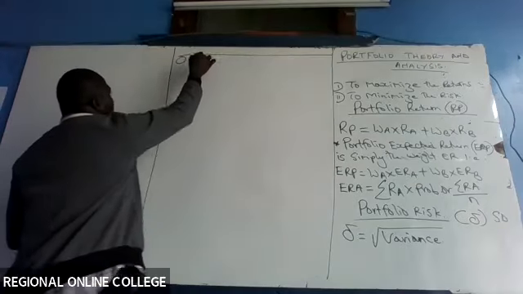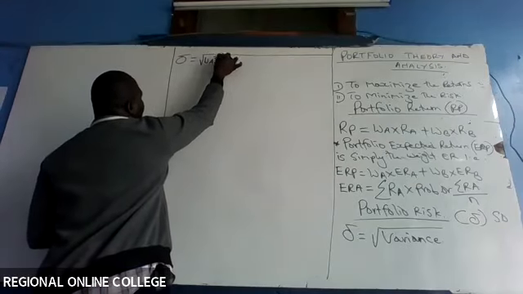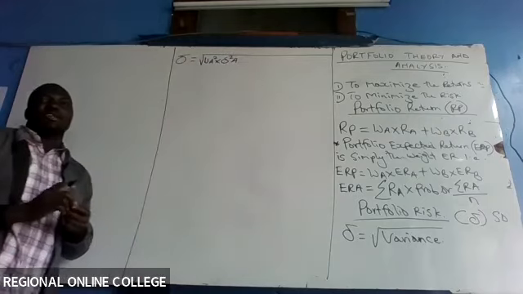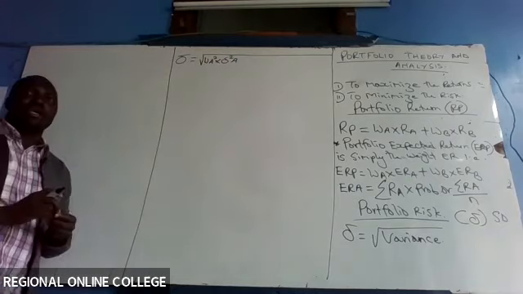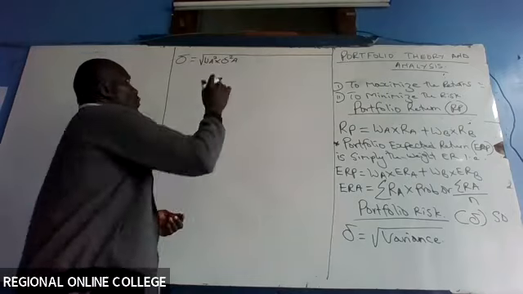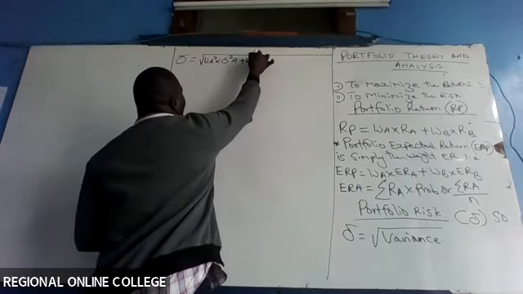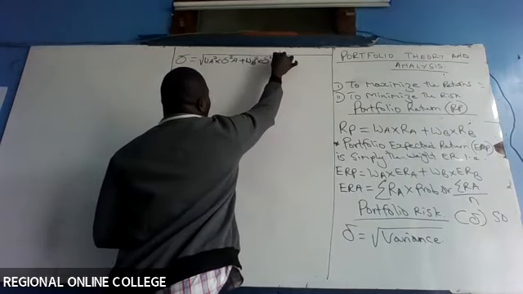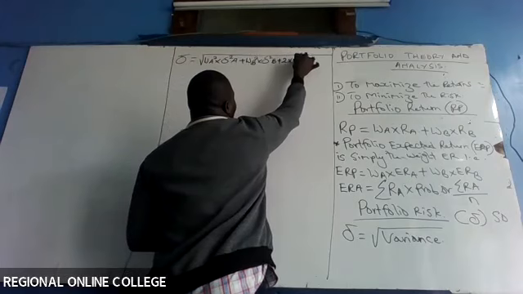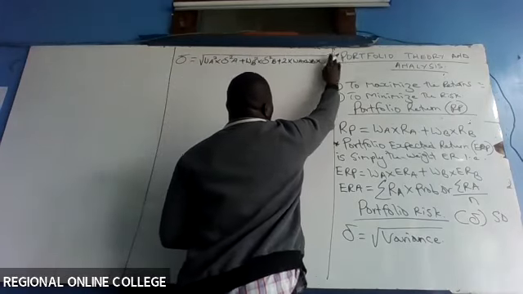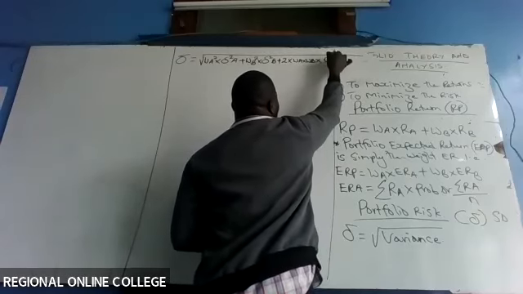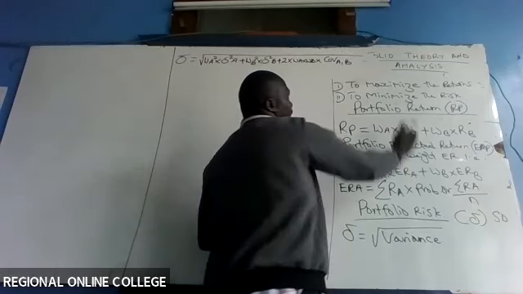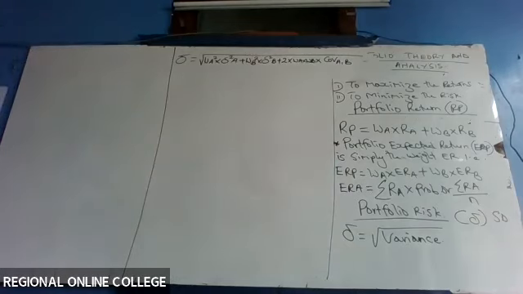So therefore, we shall start with the weight of A squared times the variance of A. Variance is standard deviation squared. So that is the weight of A squared times the standard deviation squared of A, or simply the variance of A. We add, repeat the same for B, weight of B squared times the variance of B, plus 2 times weight of A times weight of B, times what? Covariance of A, B.